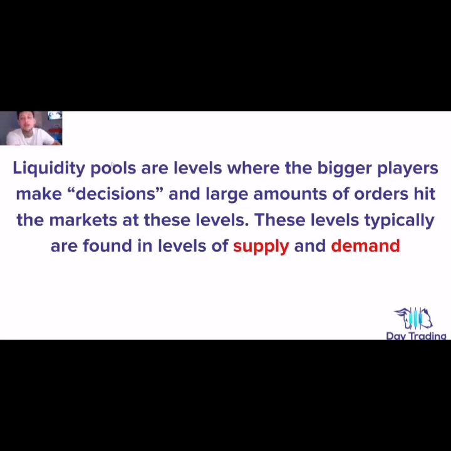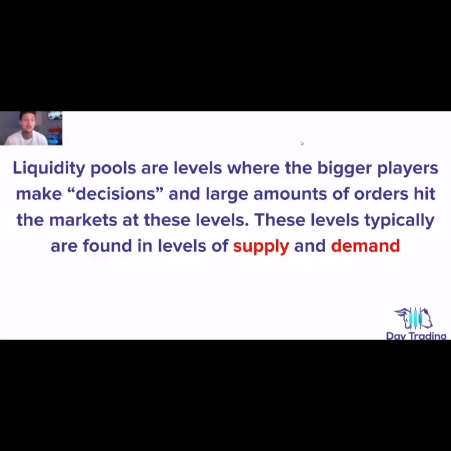Liquidity pools are levels where the bigger players make decisions and large amounts of orders hit the market at these levels. These levels are typically found at areas of supply and demand. This is why we see really big moves happen at these levels of supply and demand, and this is why we want to take trades at these levels of supply and demand.